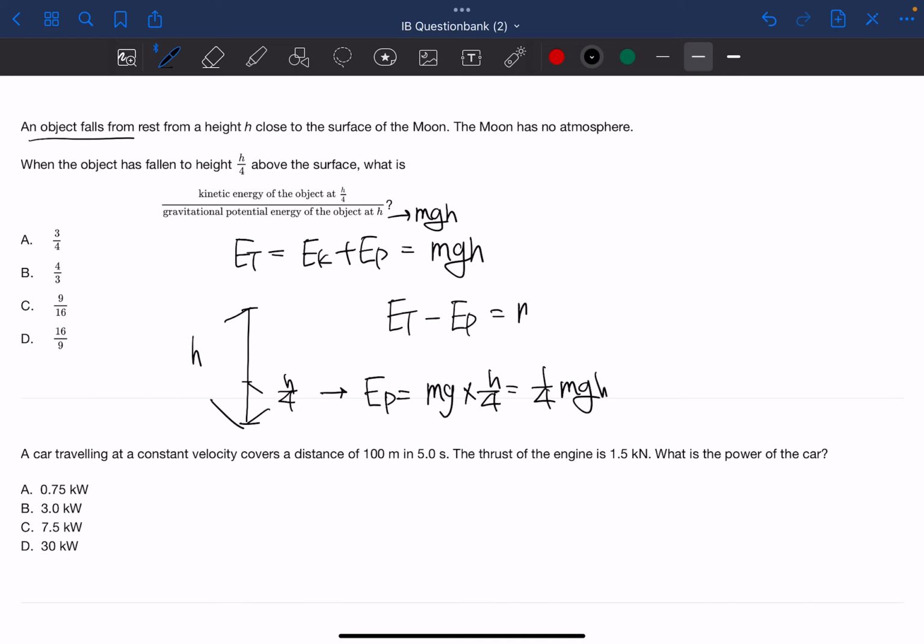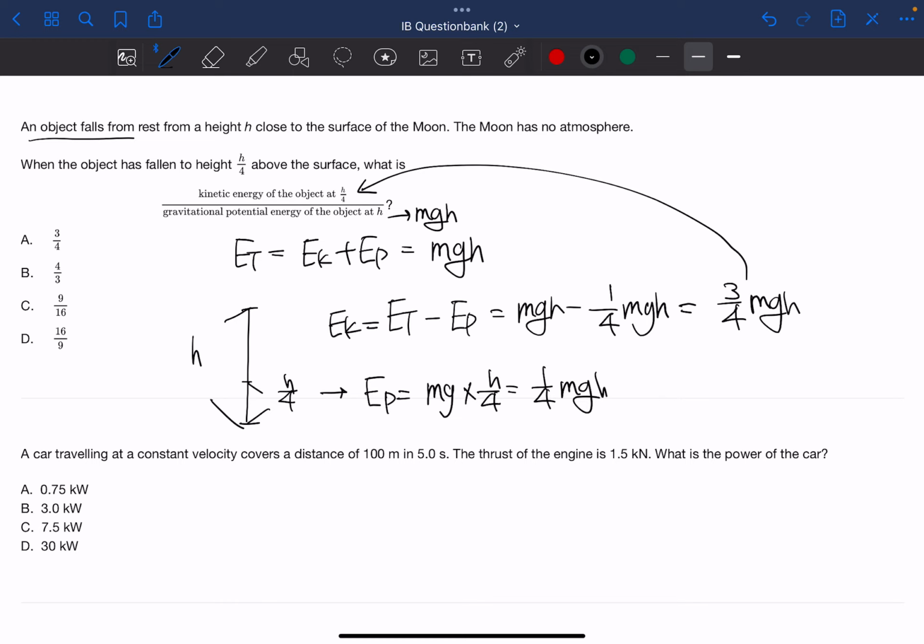so mgh minus 1 over 4 mgh, so it's 3 over 4 mgh at this point, equal to, so this goes here, so mgh and mgh, these two cancel out, so the answer would be 4 over 3, giving us the answer of A.